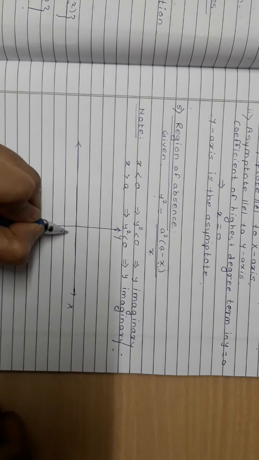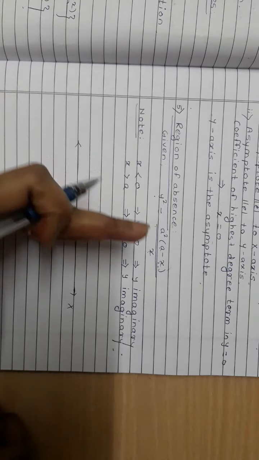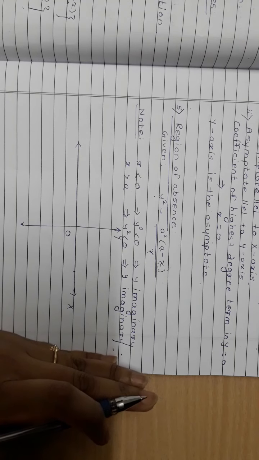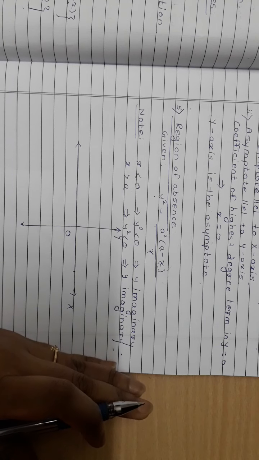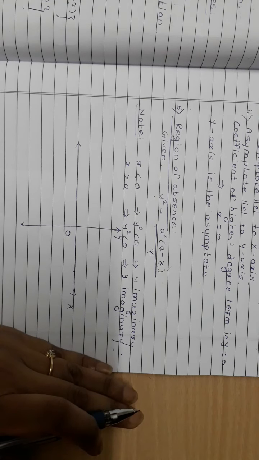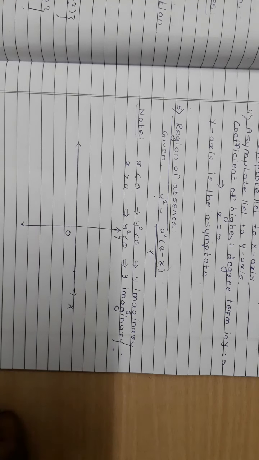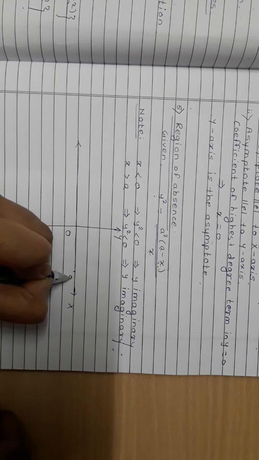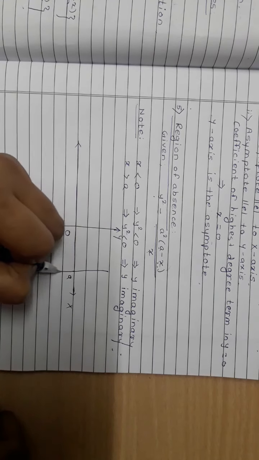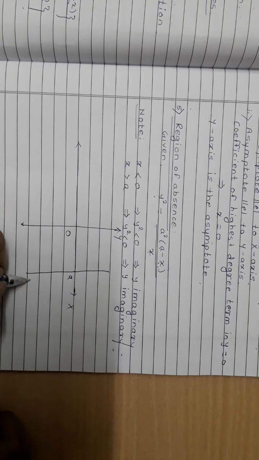X-axis, y-axis, origin, right? X is less than 0, area is absent. X is greater than a, area is absent, right? This area is absent, right? And one more thing we have figured out, that at a comma 0, this is the point, the tangent is parallel to the y-axis. So this is the tangent line, agree?